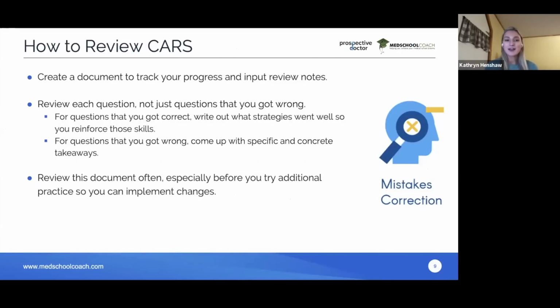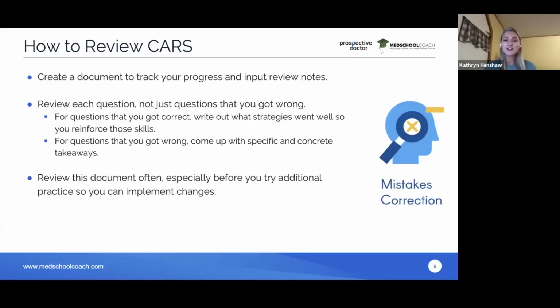Now we'll talk about how to review CARS. So I mentioned that this is a pretty big piece of what you should be thinking about doing after you complete a CARS passage. So if you just spent, say, 10 minutes doing a CARS passage, you don't want to just throw it aside. You want to create a system to keep track of all of the review that you're about to do.